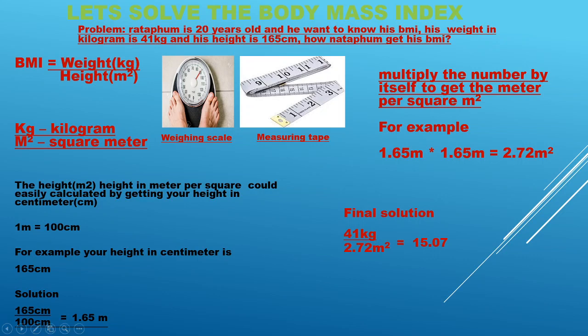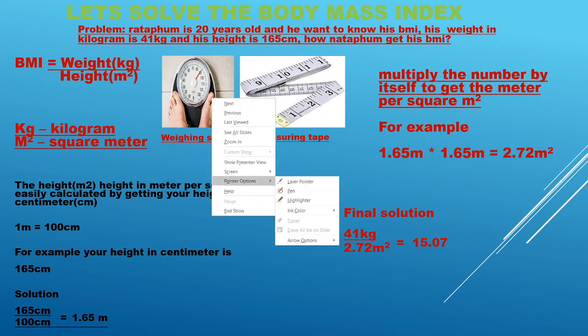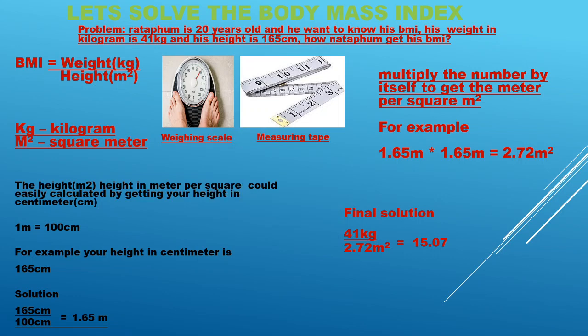So how can we get our height in meters squared? We need a measuring tape to get our height in centimeters. Once you get it, you can convert it to meters. Remember, 1 meter is equal to 100 centimeters. Okay, I will show you where it is. So 1 meter is equal to 100 centimeters.